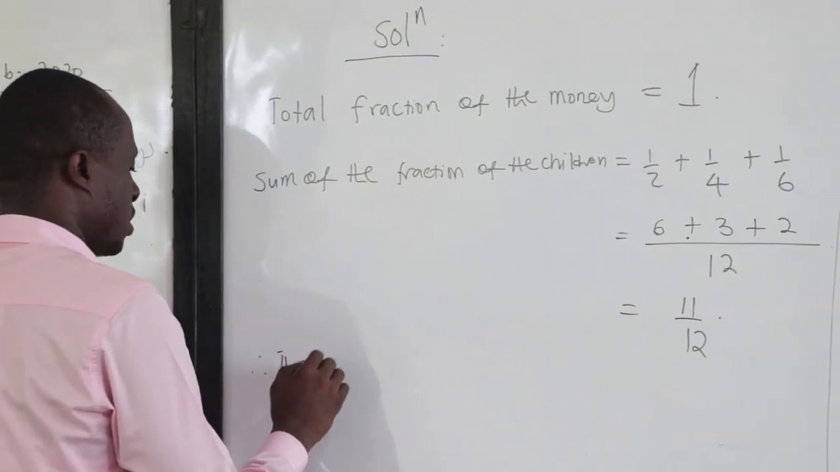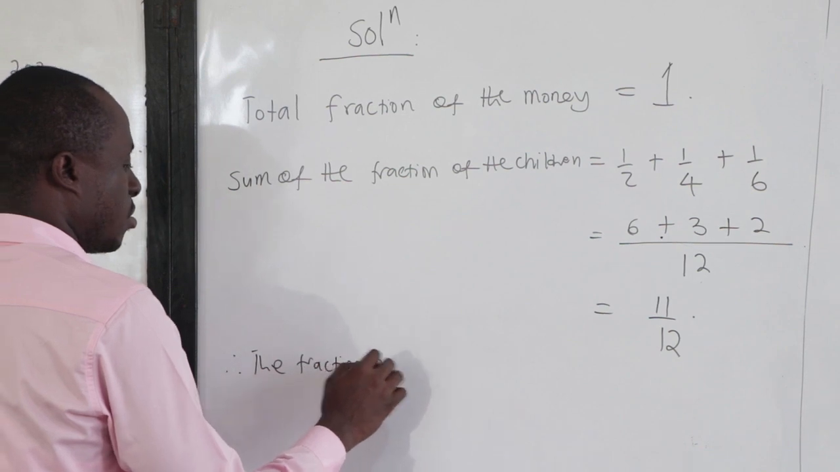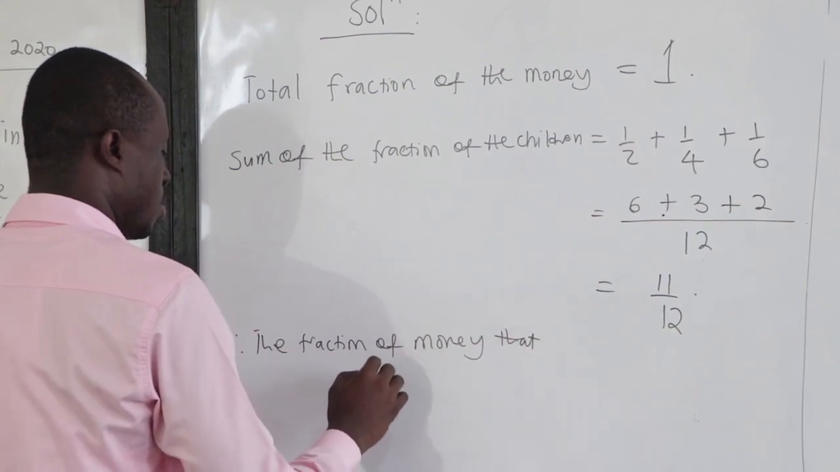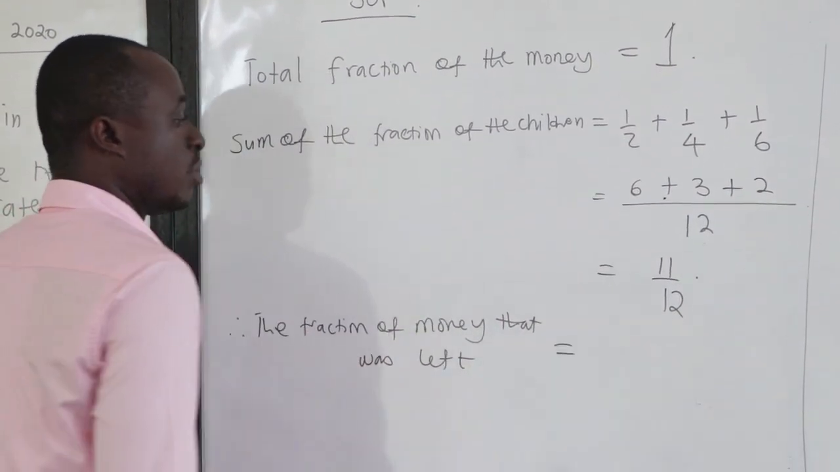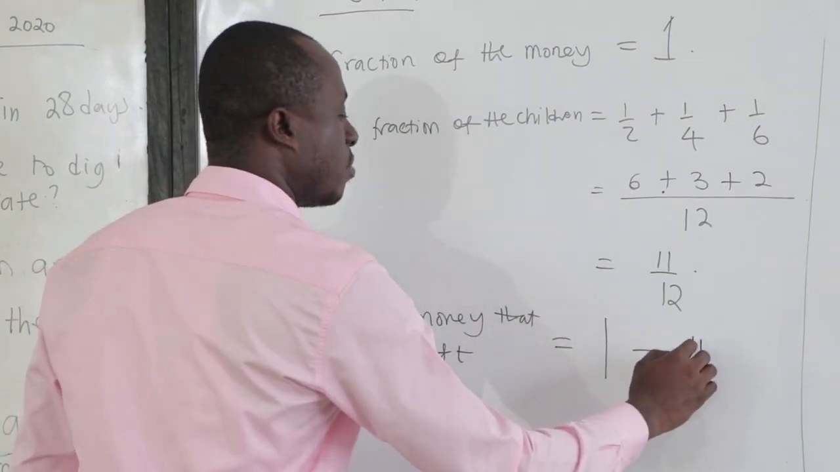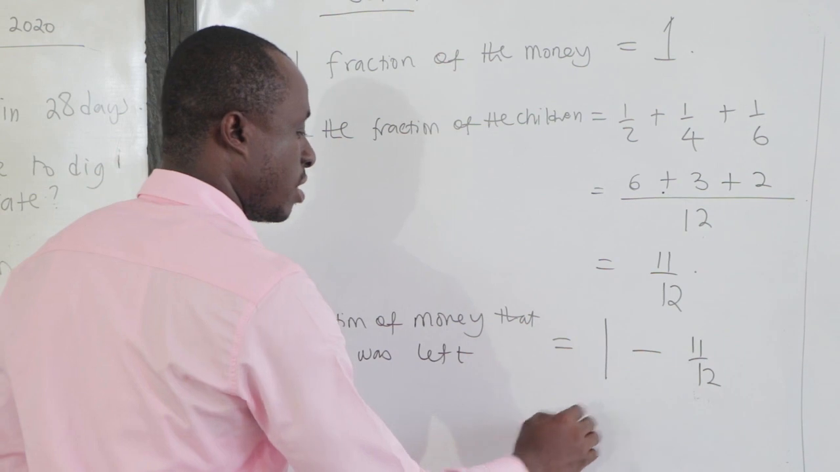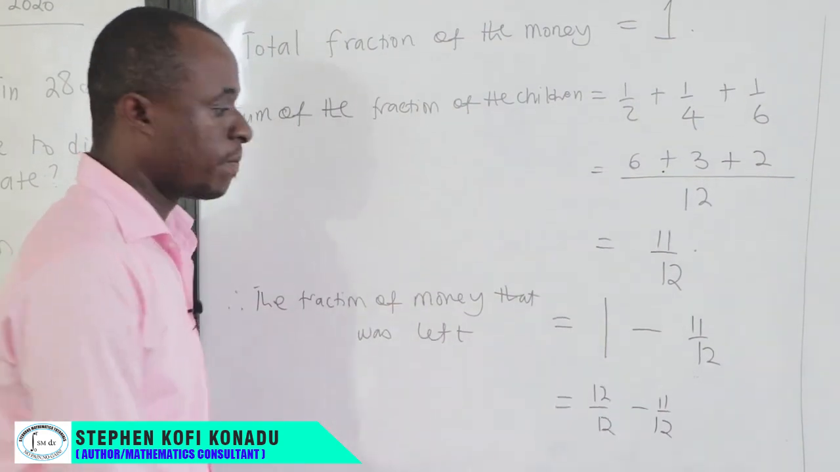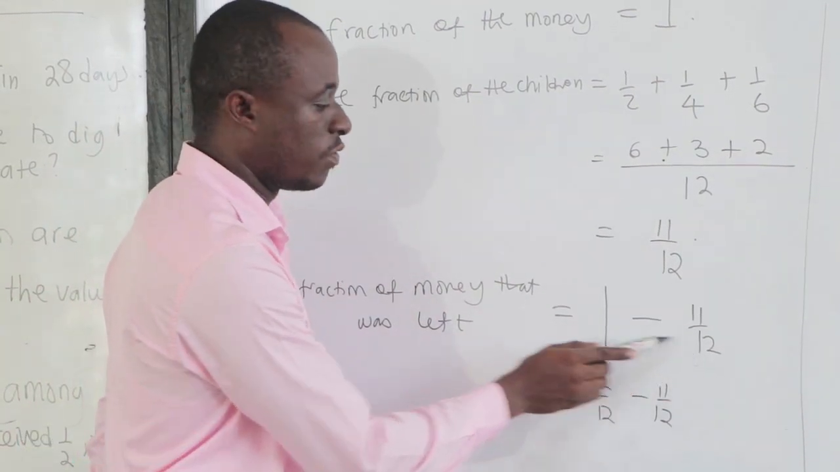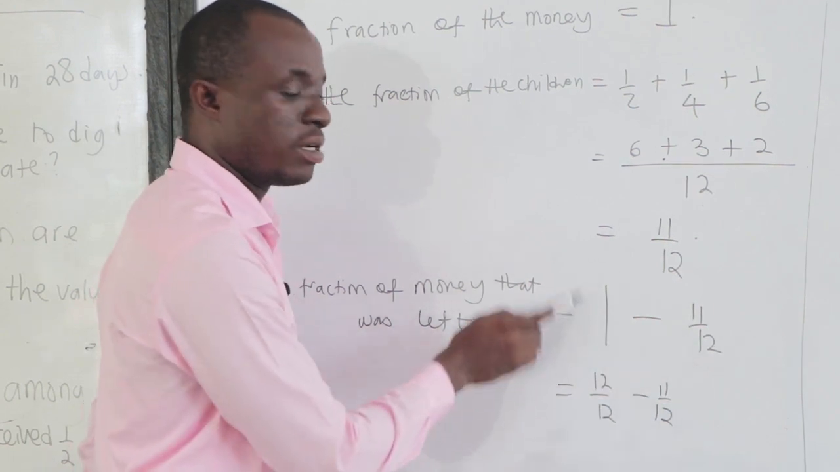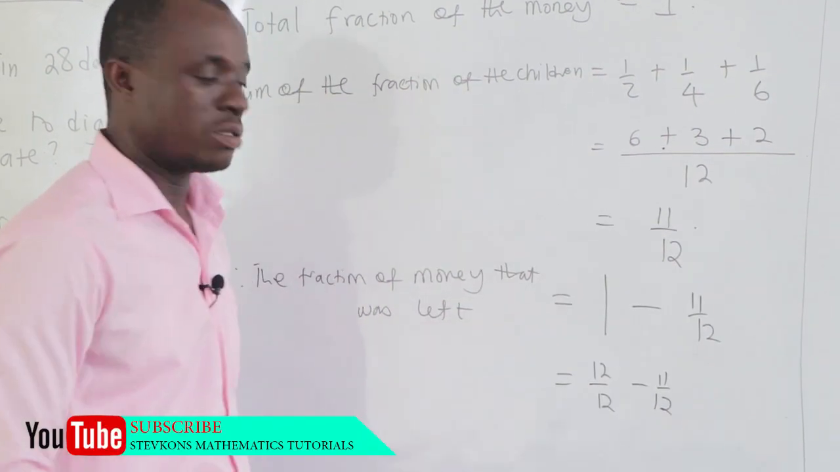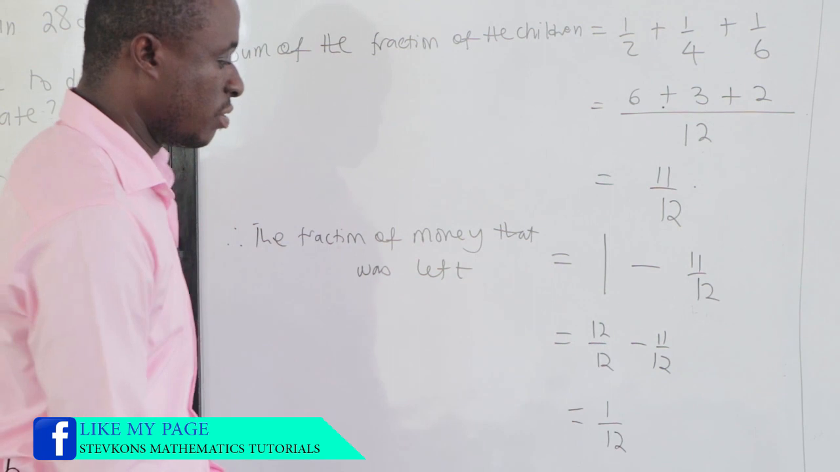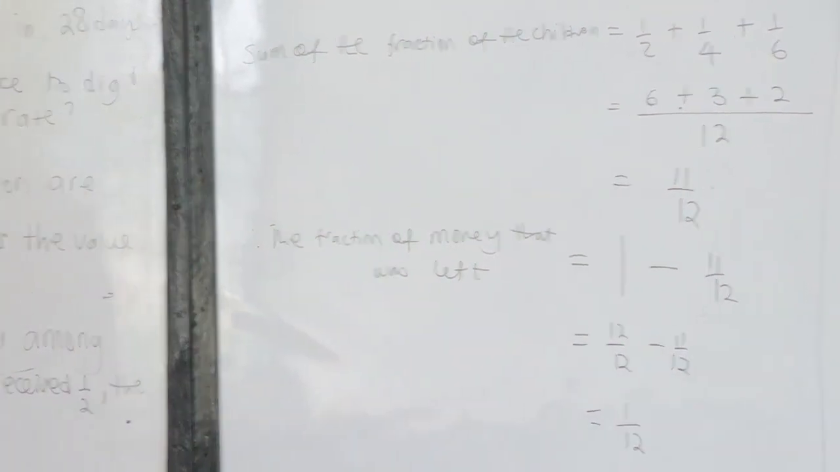Therefore, the fraction of money that was left is equal to the total fraction minus the one that was used. Now we can change this to 12/12 minus 11/12. Now be very careful. You see what is at the denominator is 12. So I can change this to 12/12. If it is 7, I'll change it to 7/7. If it is 8, I'll change this to 8/8. So the LCMs are the same. Clearly, I'm getting 1/12.